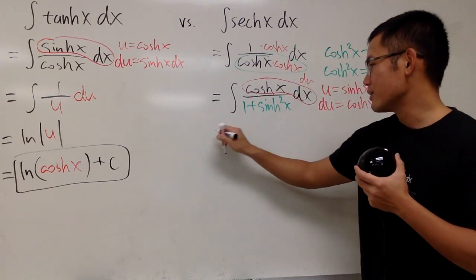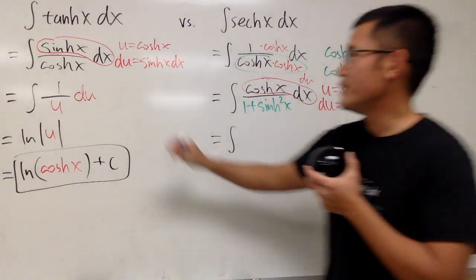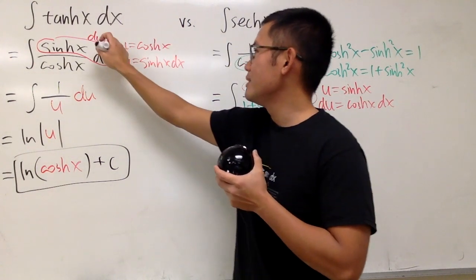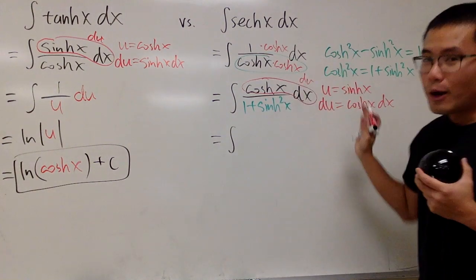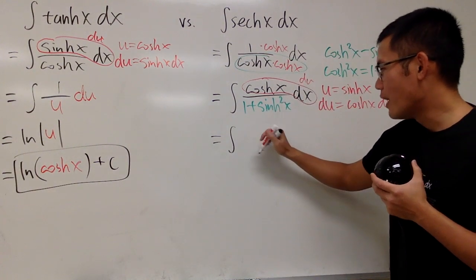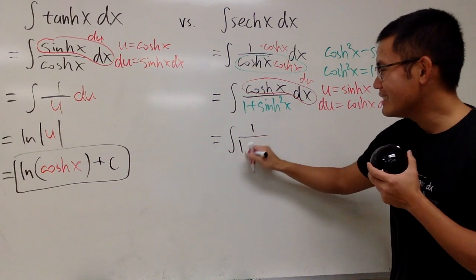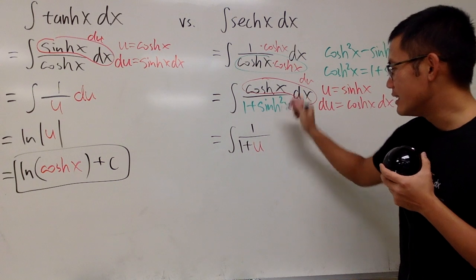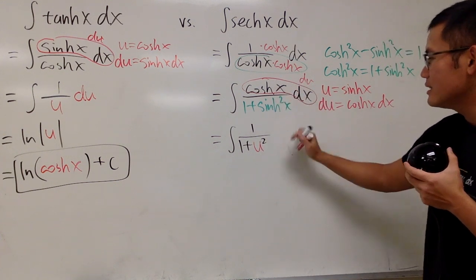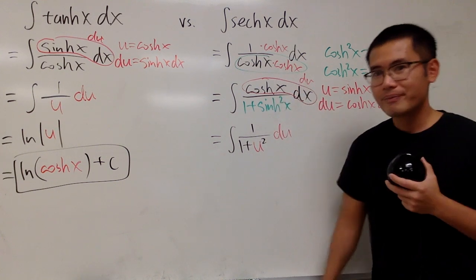Very nice. So now this is the integral. I figure I should also put the du right here just to be consistent, but anyway, this right here is the du. I'll put it on the side, and here we have 1 on the top over 1 plus u squared, since sinh x is our u, and then all this is the du.